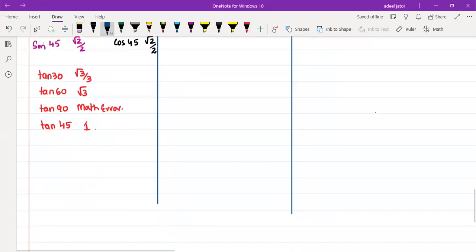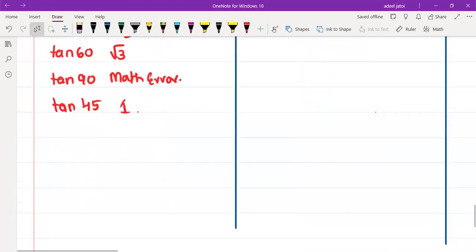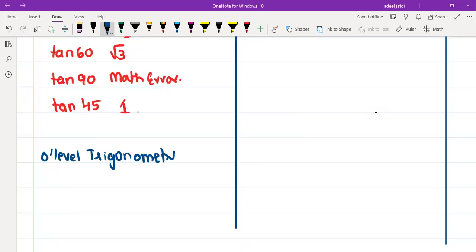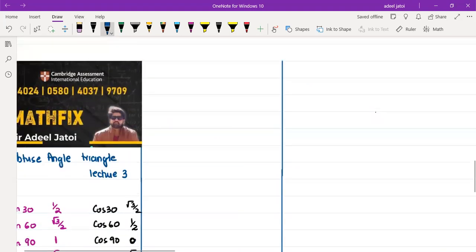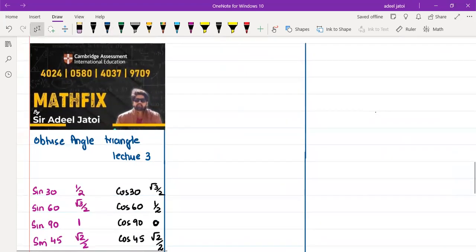But when we talk about O-levels, O-level trigonometry, our angles are based from 0 till what? 180 degree. From 0 degree to 180 degree, which means that your question can be based upon that.